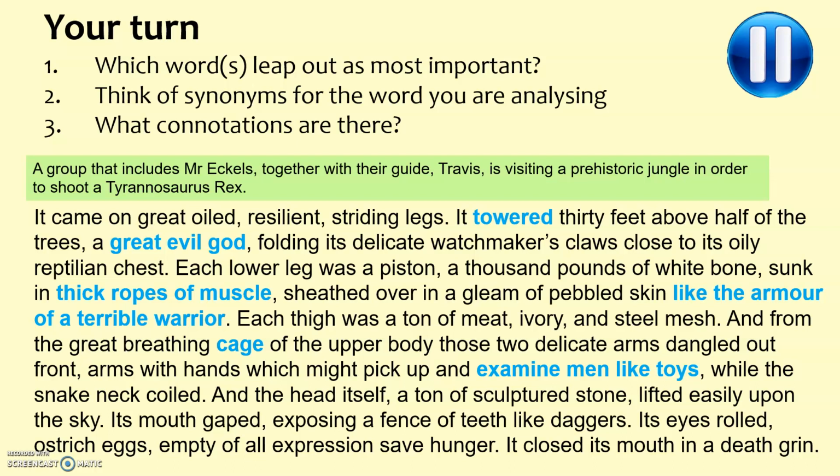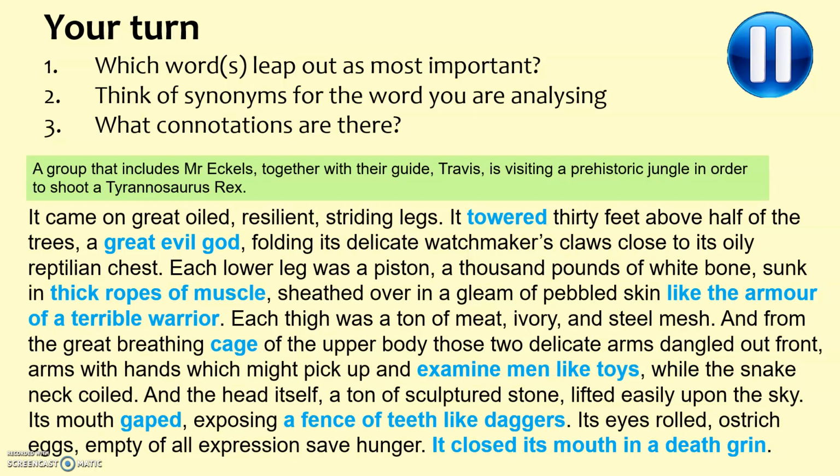It goes on to talk about the arms before the next line I highlighted, which is pick up and examine men like toys. So that's similarly making the men sound really small in comparison to the dinosaur and making it sound really threatening and them sound really vulnerable. The next bits I went down with those final bits. Its mouth gaped open. That sounds really unpleasant, that word. Often things like a wound, a really big cut, can gape open. So that sounds like it's got connotations to do with injury and really unpleasant connotations.